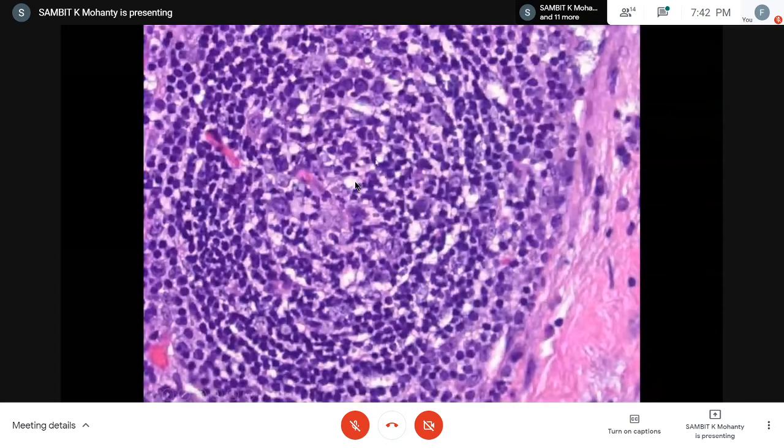Again, if we go to further high power, these are the follicular center cells with some nucleoli. These are the two nucleoli. And if you see, these cells are kind of traversing. They're going in between towards the marginal zone or the mantle. But this follicle sort of is not looking healthy to me.